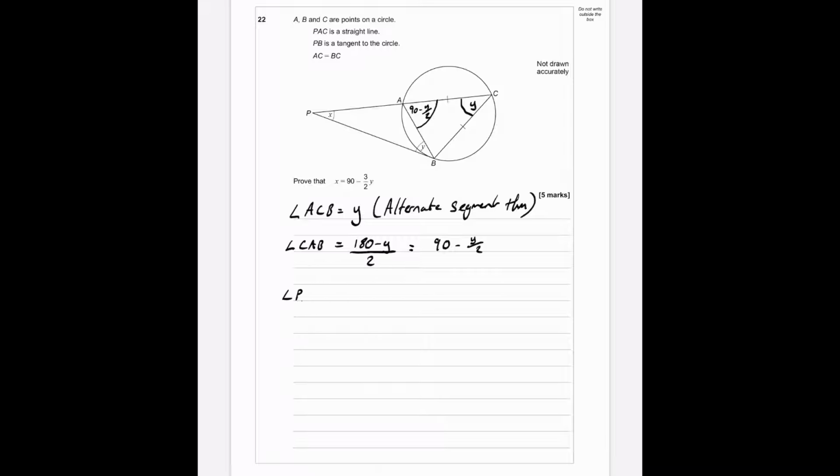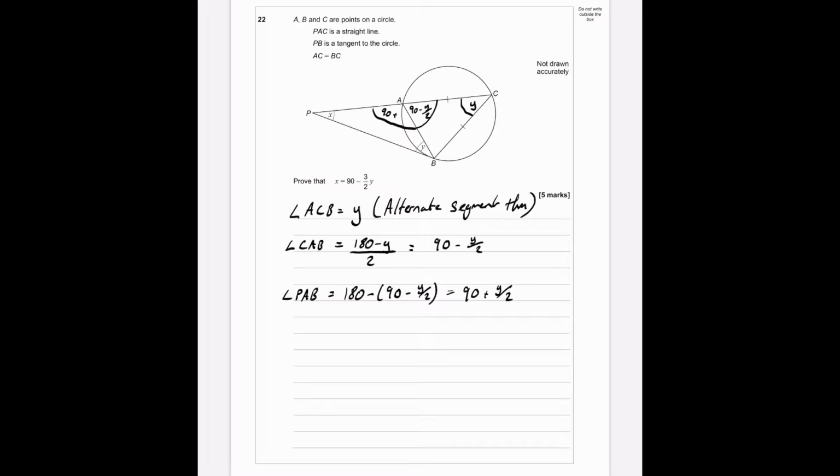Then we can work out angle PAB, because PAC is a straight line, so 180 subtract our angle CAB, 180 subtract 90 minus y over 2, which simplifies to 90 plus y over 2. Then I can mark that on the diagram just there, 90 plus y over 2.